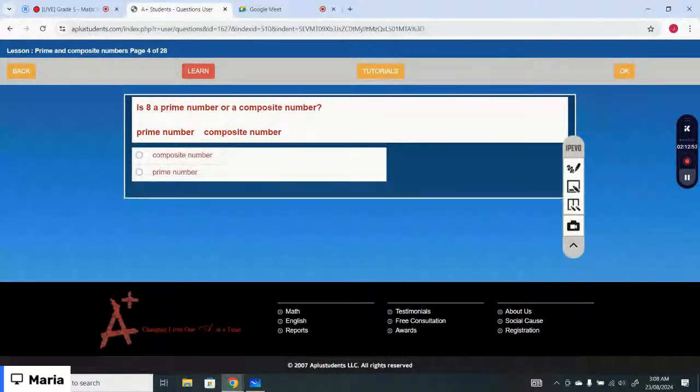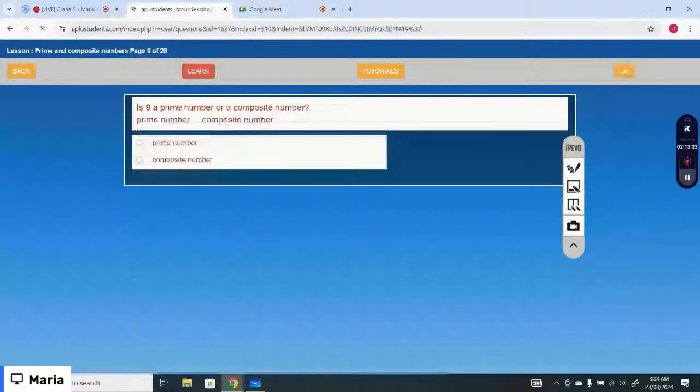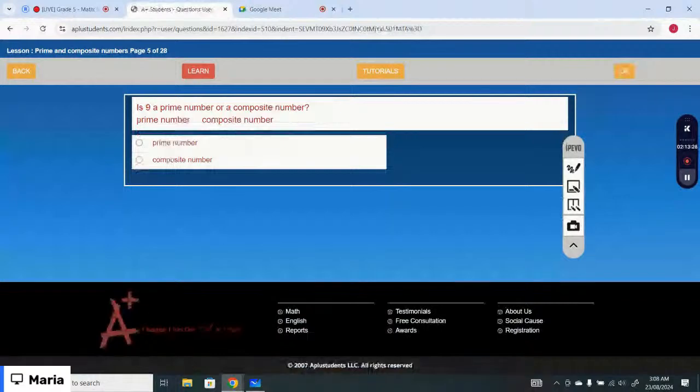Is 8 a prime number? Which is the correct option? Is 9 a prime number?